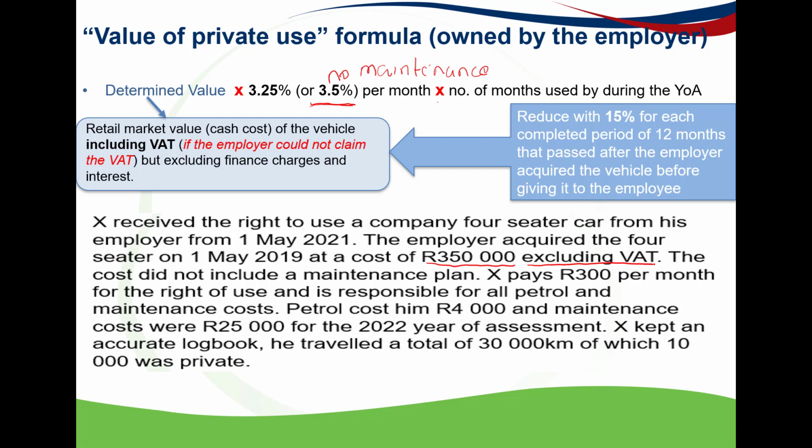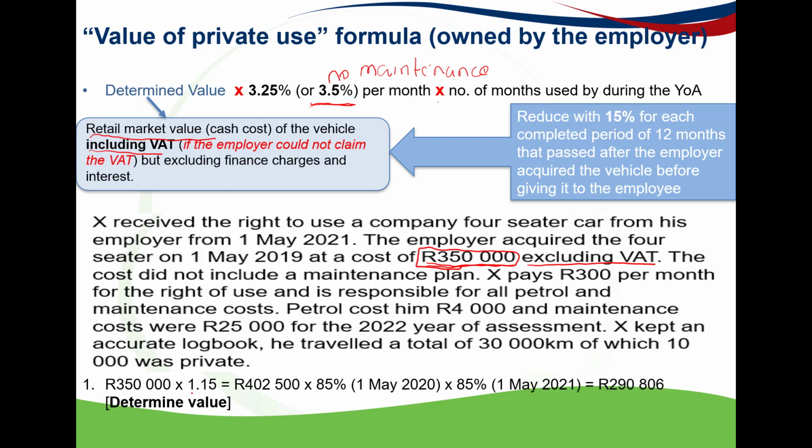So for you to get it to an amount which is inclusive of VAT, remember, that is what the determined value is. It's the retail market value including the VAT. So what we were given is an amount that is exclusive of VAT. So we need to take this amount to an amount that is inclusive of VAT. We will take that 350 multiplied by 1.15. We will get to an amount of 402,500.